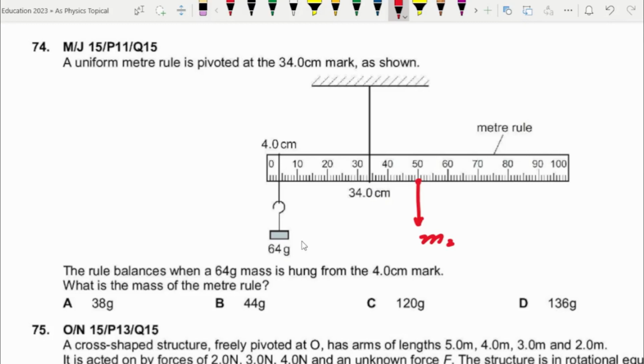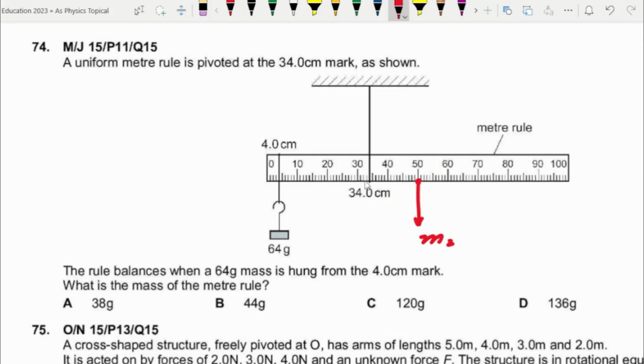We can do this because the force, the weight, equals the product of mass and the gravitational field strength. So on both sides the value of g would be cancelled out and the ratio would be the same. So you can apply it in terms of mass.